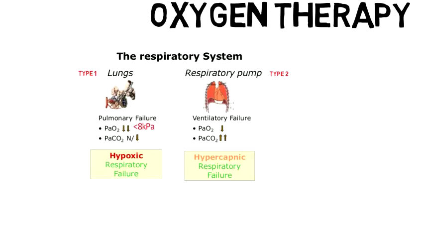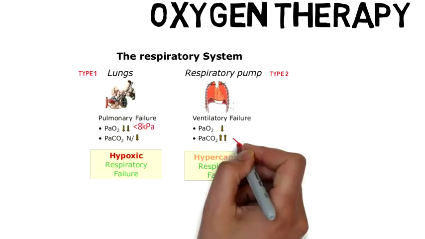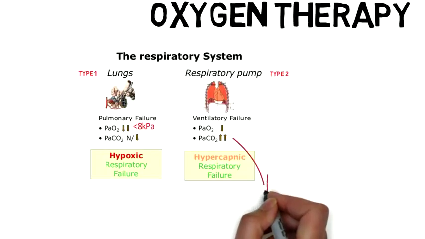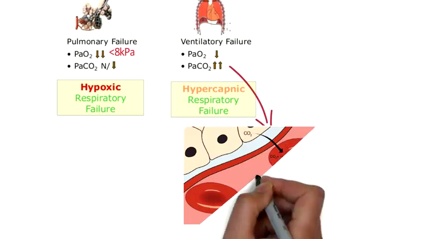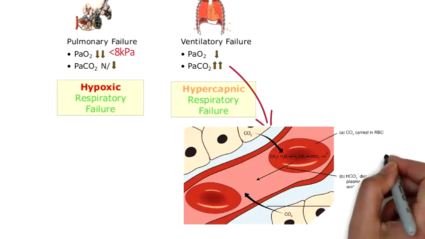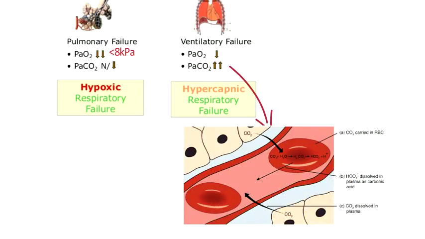Type 2 respiratory failure, now that's most prevalent in patients with COPD because of an inability to remove carbon dioxide, which usually results in hypercapnia. Therefore, partial pressures of carbon dioxide are above the normal range and oxygen levels may be low or normal. Now, the excess carbon dioxide can combine with water to form carbonic acid in the blood, which in turn dissociates to bicarbonate and hydrogen ions, and that results in respiratory acidosis.